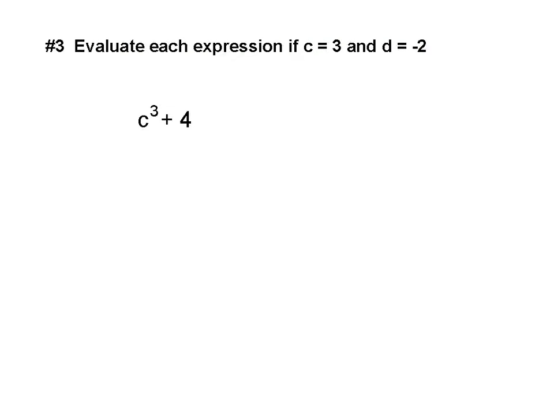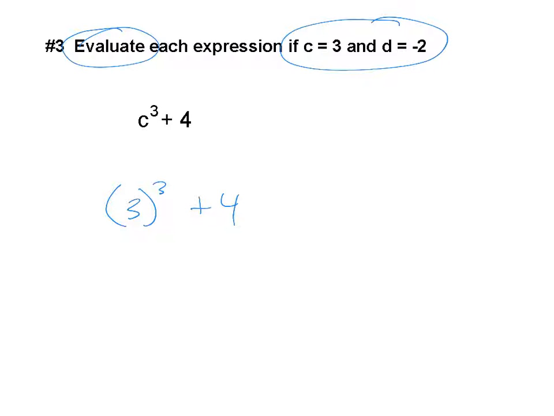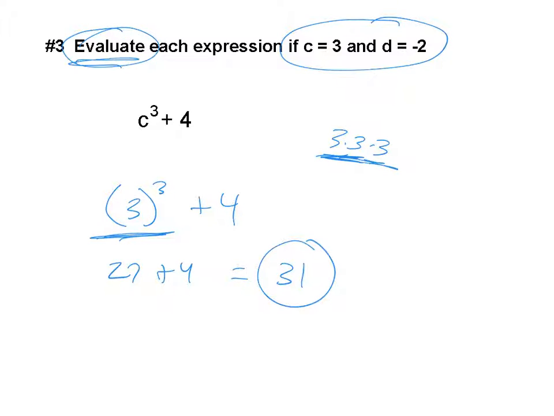Okay, on number 3, they want you to evaluate the expression. Evaluate's a fancy word for solve, right? And they tell you what these letters stand for. So remember to put them in parentheses, okay? And then you do actually have to do the math. Evaluate, right? 3 to the third power is 3 times 3 times 3. Careful, that's not 9. 3 times 3 is 9 times 3 is 27 plus 4, which gives us 31. Go ahead and pause the video and do number 3 right now.